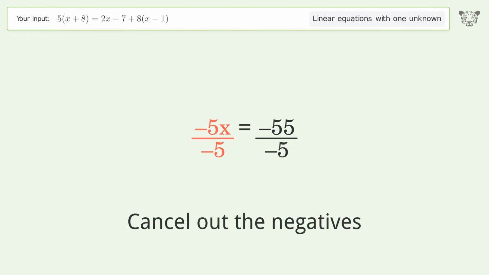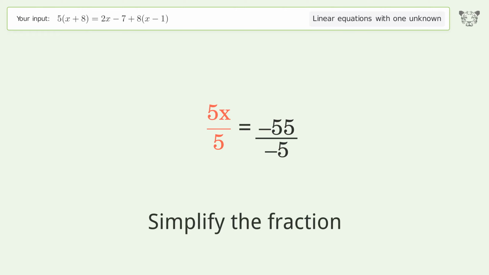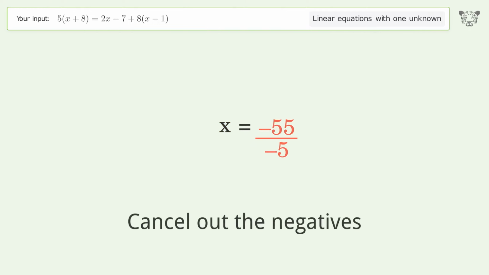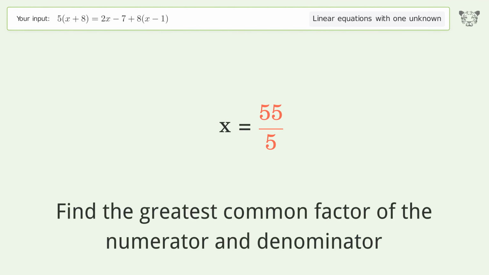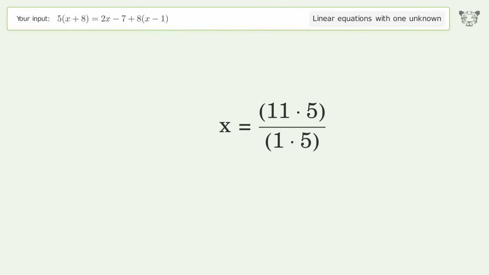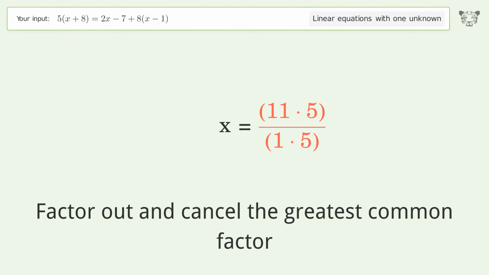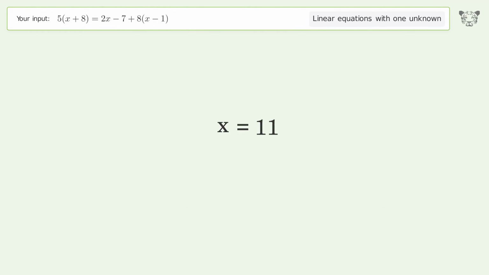Cancel out the negatives. Simplify the fraction. Cancel out the negatives. Find the greatest common factor of the numerator and denominator. Factor out and cancel the greatest common factor. And so the final result is x equals 11.